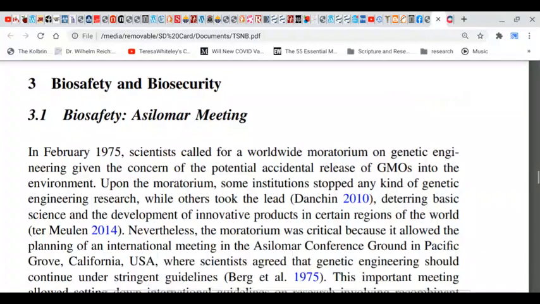In February 1975, scientists called, this is biosafety and biosecurity.